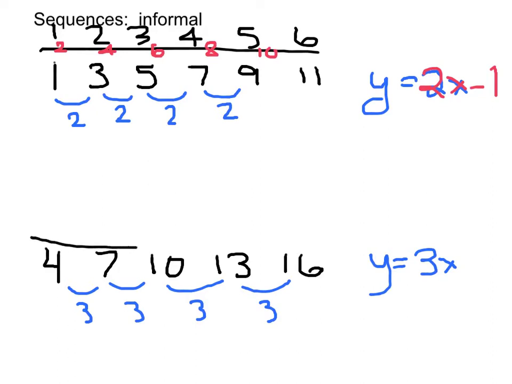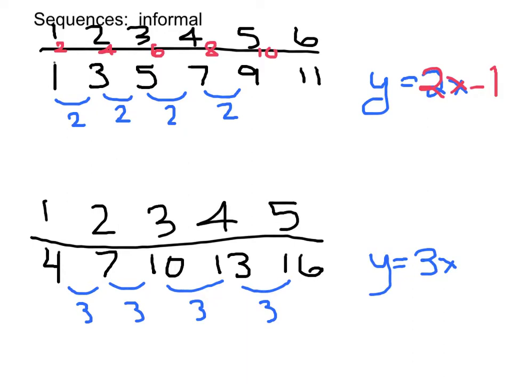In this other sequence, if I took my x values 1, 2, 3, 4, 5, and I times them all by 3, so 3x here, I'd get 3, 6, 9, 12, 15. And in this case, I would just be one number too small, so I'd have to add 1. And that would give me all the right answers. 3 times 3 plus 1 is 10.